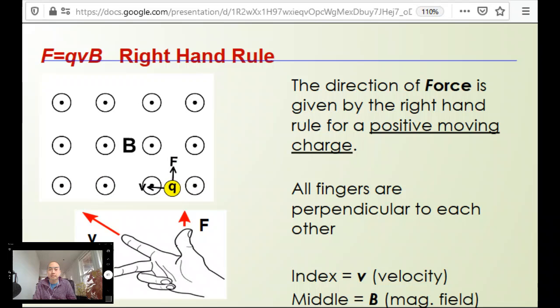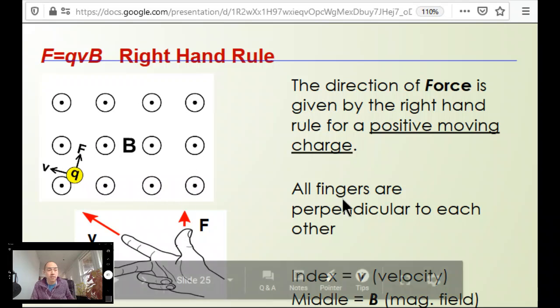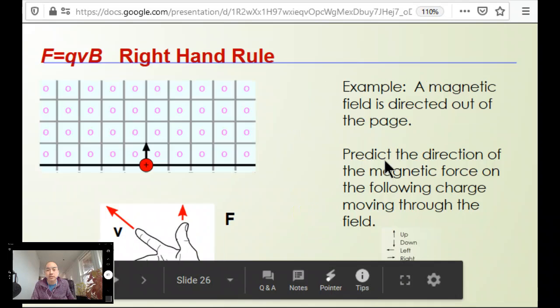And the dots indicate that it's coming out of the page. So now I'm going to again hold my finger coming out of the page towards me. That's my middle finger coming out of the page, and my thumb is pointed up. So that means that the force is being pushed up on that charge. Now I want you to notice here that this rule works for positive moving charges only. Positive moving charges. We'll see a couple examples where that changes here.